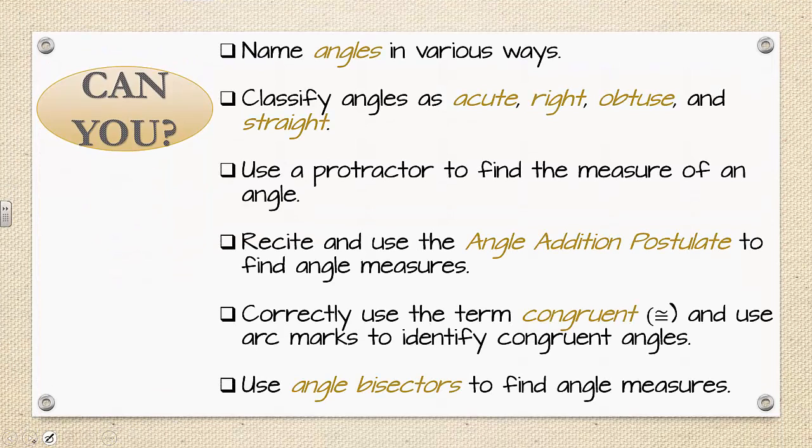So, can you name angles in various ways? Classify angles as acute, right, obtuse, and straight. Can you use a protractor to find the measure of an angle? Can you recite and use the angle addition postulate to find angle measures? Can you correctly use the term congruent and use arc marks to identify congruent angles? And can you use angle bisectors to find angle measures? If you can, you are doing awesome in section 3.